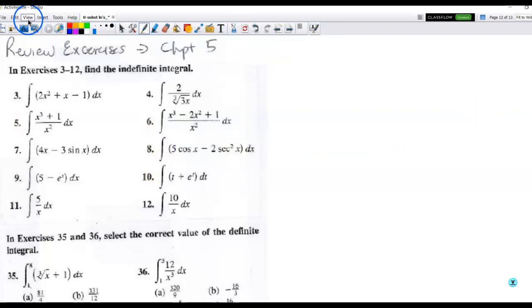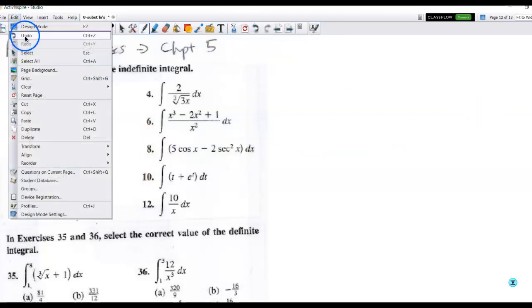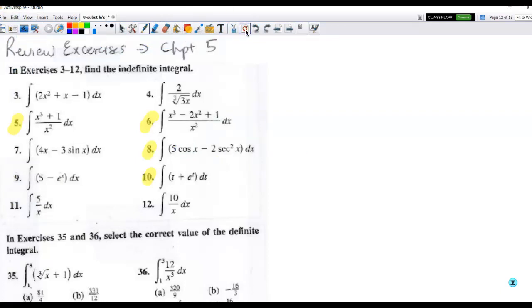Oops, edit undo. I meant to reset, not clear the annotations.